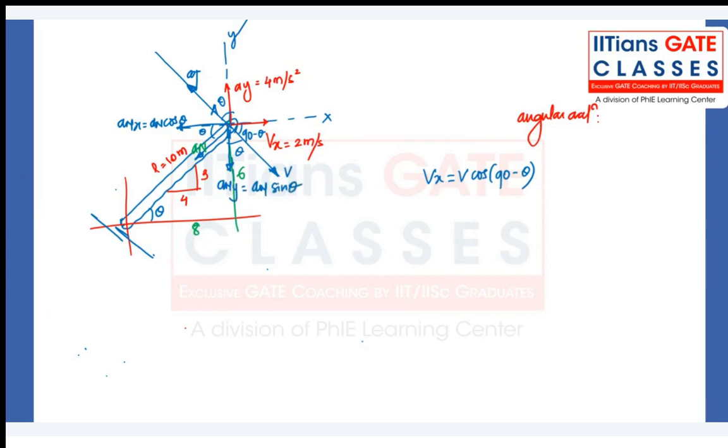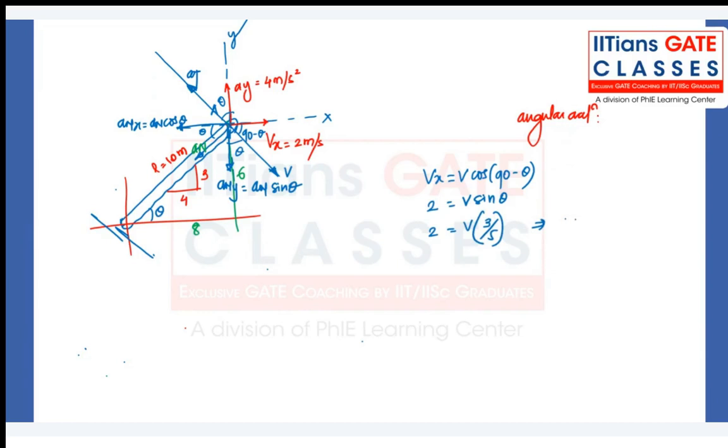Okay, so now more or less the figure is clear. The figure is complete, we have almost written all the things. What is AN, normal acceleration? Before jumping to AN, let's calculate this. What is the value of Vx? Vx is 2, which is given to us. So 2 is equal to V sine theta, because cos of 90 minus theta is sine theta, right? And what is sine theta? Sine theta is perpendicular divided by hypotenuse, so that is 6 divided by 10, or 3 by 5, V into 3 by 5.